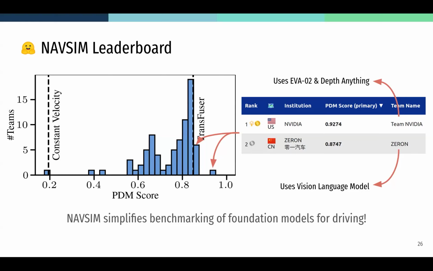One of the interesting takeaways of the challenge is that the top solutions, and actually many of the solutions, started using foundation models. The winner used big ViT-Large models, which are trained with depth-based or object detection objectives. The second place solution was a vision language model, much like the DriveLM model presented by Chonghao earlier. Using NAVSIM, our non-reactive autonomous vehicle simulator, really simplifies the benchmarking of these models and makes it so that you can do meaningful comparisons between them.